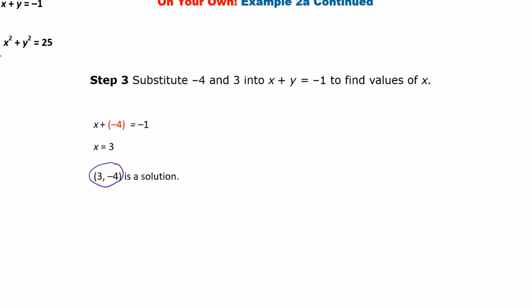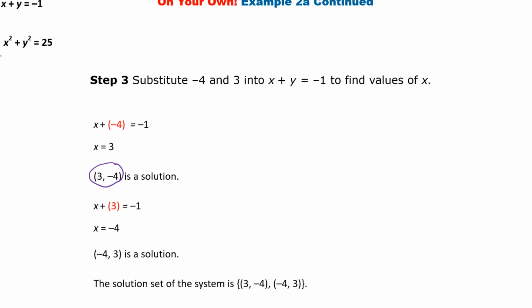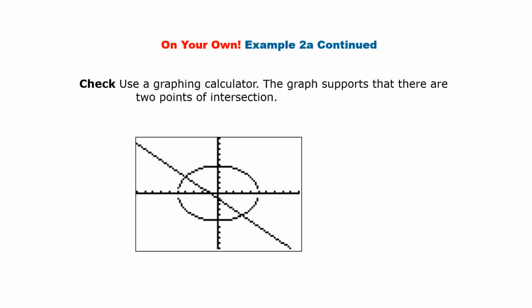All right, and next I'm going to substitute my 3 back into the first equation, and when I do that, I see that negative 4, 3 is a solution. All right, so the solution set to this system is actually 3, negative 4, and negative 4, 3. Again, we can use your graphing calculator, and it supports your answer that we have a point here and a point of intersection here. So those are the 2 points where they have numbers in common.